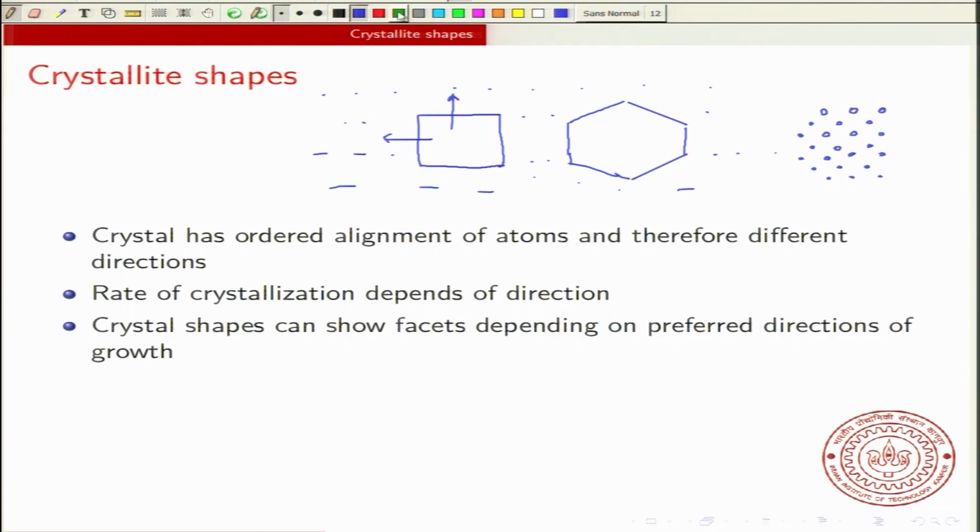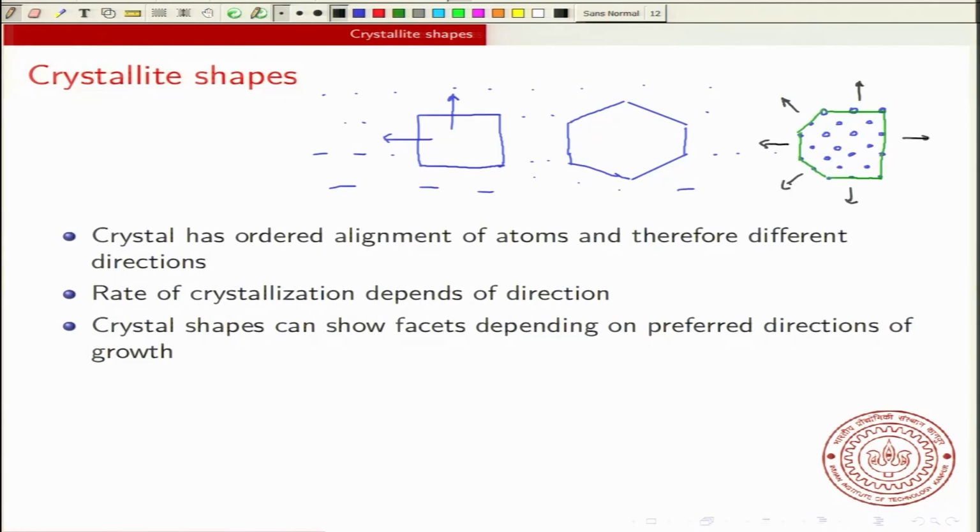Let me outline it by this green color. This is a small piece of a crystal of this square lattice, and just for illustration I am considering a 2-dimensional crystal, but you can do the same in 3 dimensions. What you see is that because of this ordered arrangement, this direction is different from this direction, and this direction and this direction, all these are different directions.